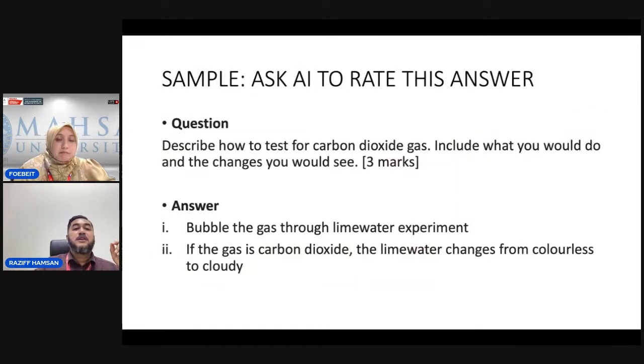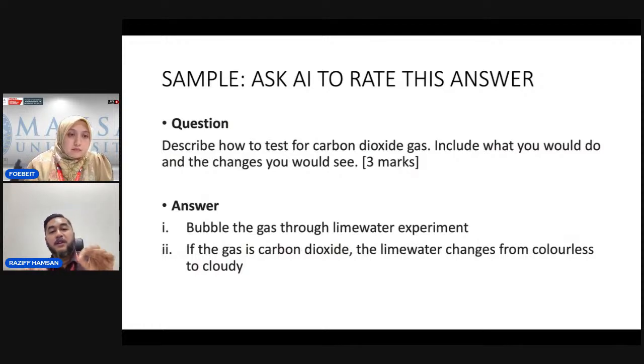So this is one example that you can try. You can seek AI to rate your answer. I give an example there: describe how to test carbon dioxide gas. Include what you would do and the changes that you would see. That's the question, and you can even put in the marks from the question. And this is my answer: bubble the gas through limewater, and if the gas is carbon dioxide, the limewater will change from colorless to cloudy. It's basic science.